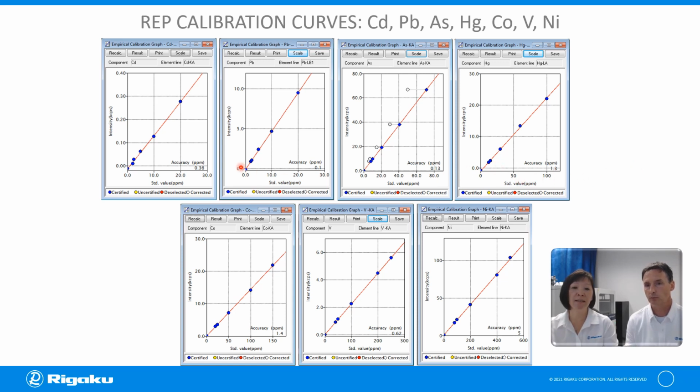As you can see here for the class 1 and class 2A, all our calibrations are linear because we spiked it. And also you can do the overlap corrections, particularly for lead and arsenic. So you just use different lines, and then the software can also apply the correction for you.